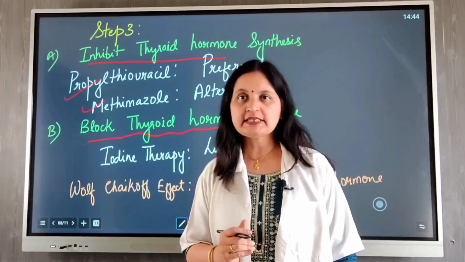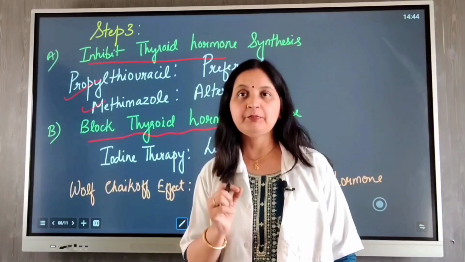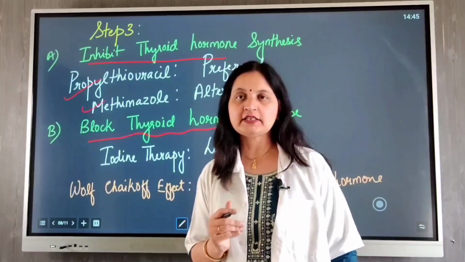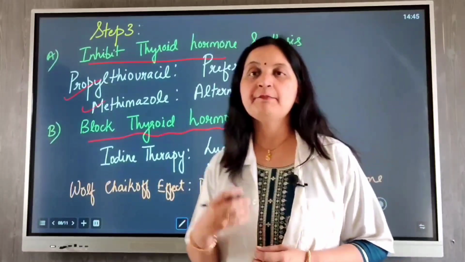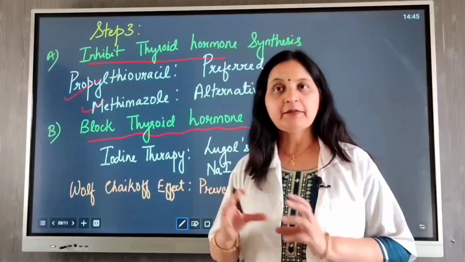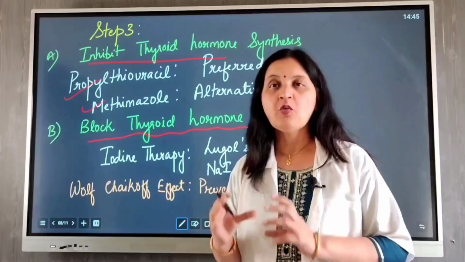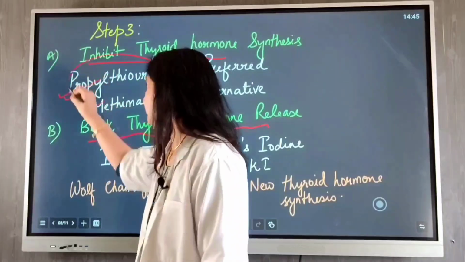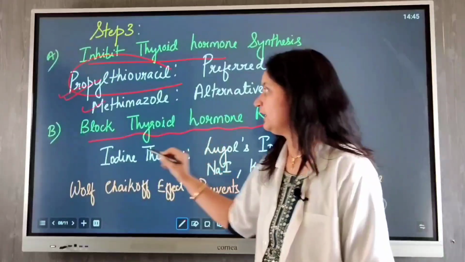But once the patient is stabilized, propylthiouracil can be replaced by methimazole because of lower hepatotoxicity. Because methimazole has a better safety profile compared to propylthiouracil, it can be used as an alternative once the patient is stabilized. But in severe thyrotoxic crisis, propylthiouracil is preferred.